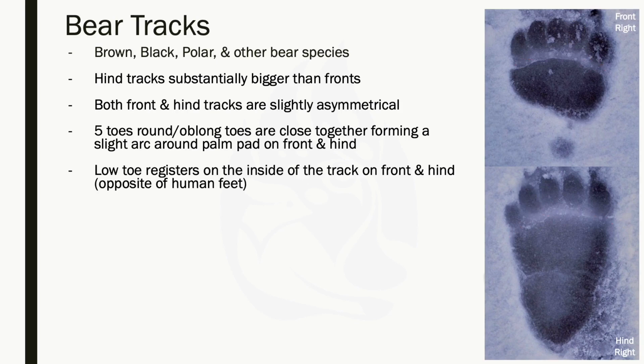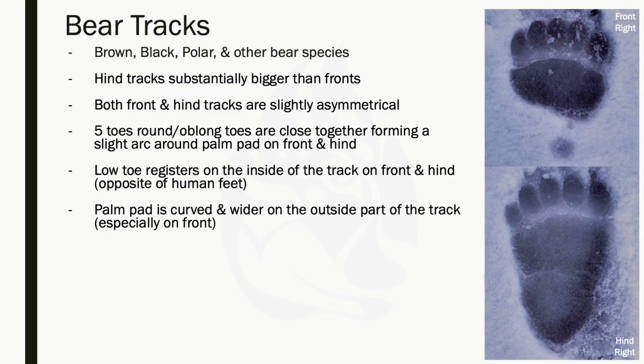One of the key differentiators between bears and human feet, because a lot of times people see this, particularly the hind foot, and they say, that looks just like a human foot. Well, actually, the low toe is on the inside of the track. So these are both right feet, but you can see here that that inside toe is a low toe. On humans, that would be our big toe, and that's probably because we walk upright exclusively. Bears will some, but most of the time they're on all fours, and so they don't need that huge toe that sticks out above. So you'll see on both the front and the hind track that the low toe is on the inside of the track.